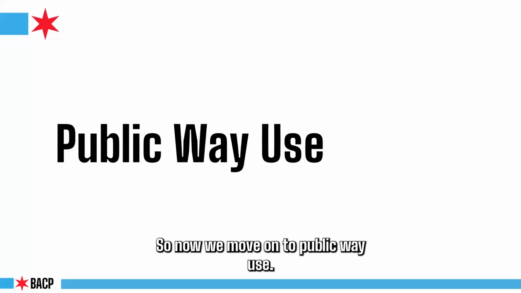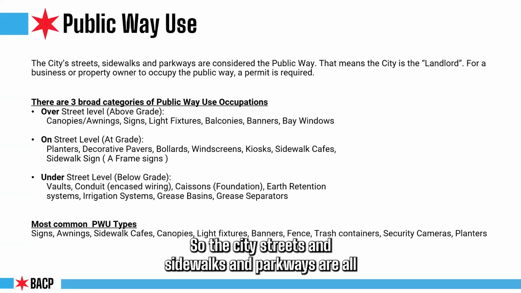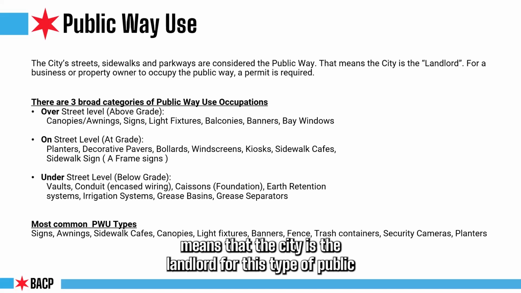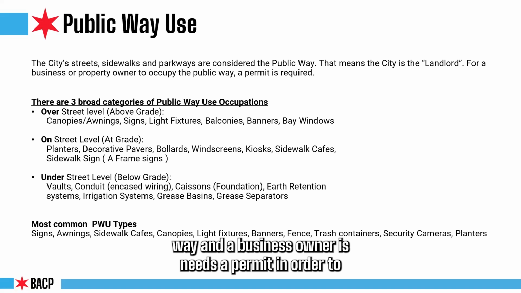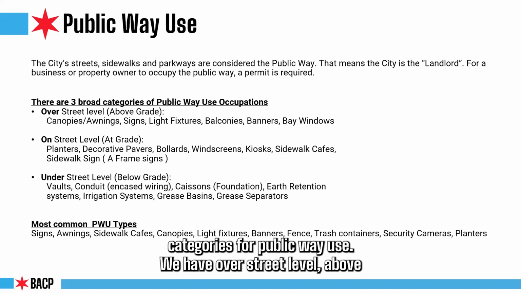So now we move on to public way use. The city streets and sidewalks and parkways are all considered public. They're all considered public way. And that means that the city is the landlord for this type of public way, and a business owner needs a permit in order to occupy the public way. So there are 3 different types of categories for public way use.